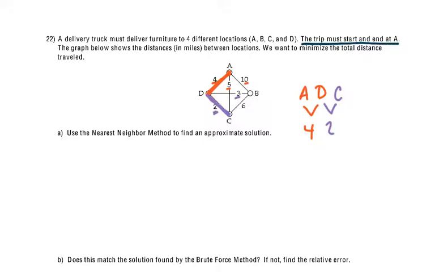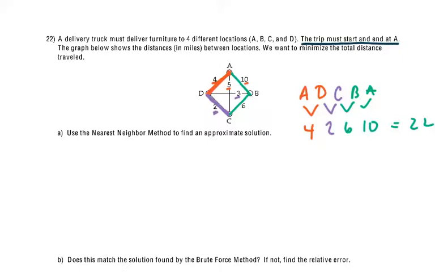From there, we don't really have a choice, because the only place we can go from C is to B, which is 6. And then from B, we go to A, which is 10. And that did not give us our optimal solution, because that gave us 22.